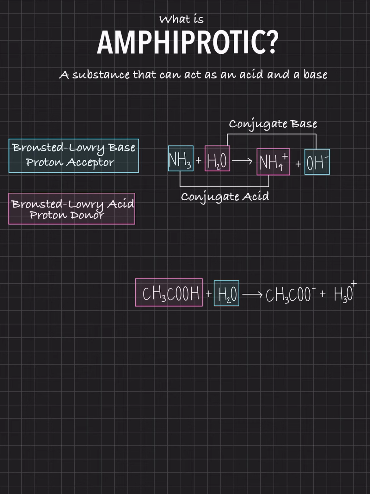CH3COOH, or acetic acid, looks closest to CH3COO minus. And what happens between those two? Well, the acetic acid loses a hydrogen. Again, acetic acid is a Bronsted-Lowry acid and it's a proton donor. It's giving away that H, the hydrogen, and it's losing an H plus. But who's gaining that H plus? Water is gaining that H plus and becomes hydronium.